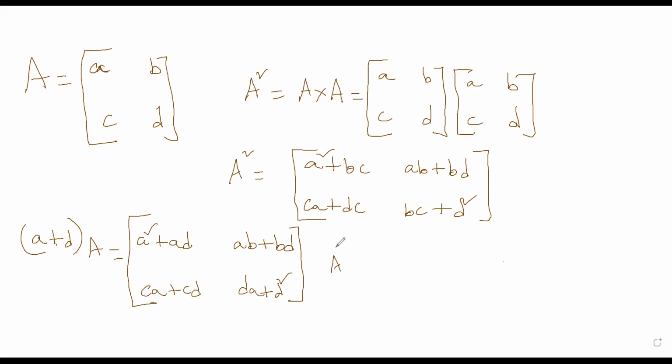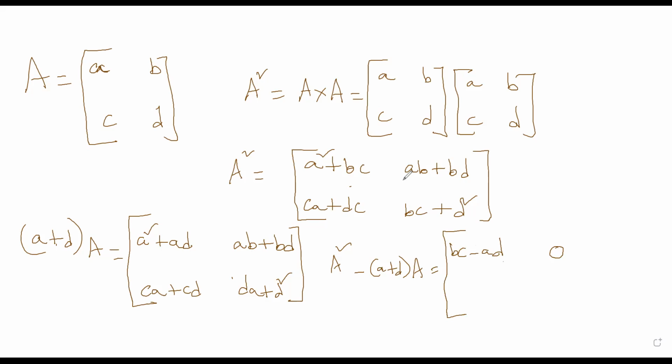And now what you have to do is A square minus A plus D times A. That means this matrix minus this matrix. So A square gets cut. So BC minus AD I got. AB plus BD, I got AB plus BD. So both will subtract to get 0. Yes, you get this. Both will cut to 0.